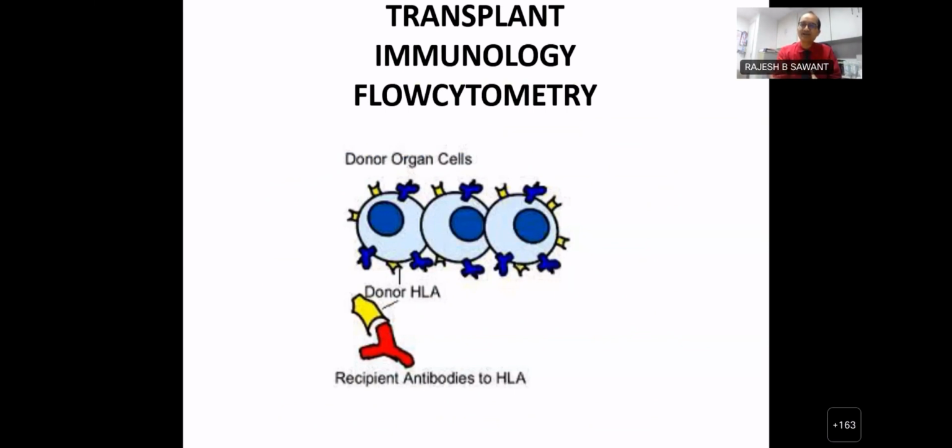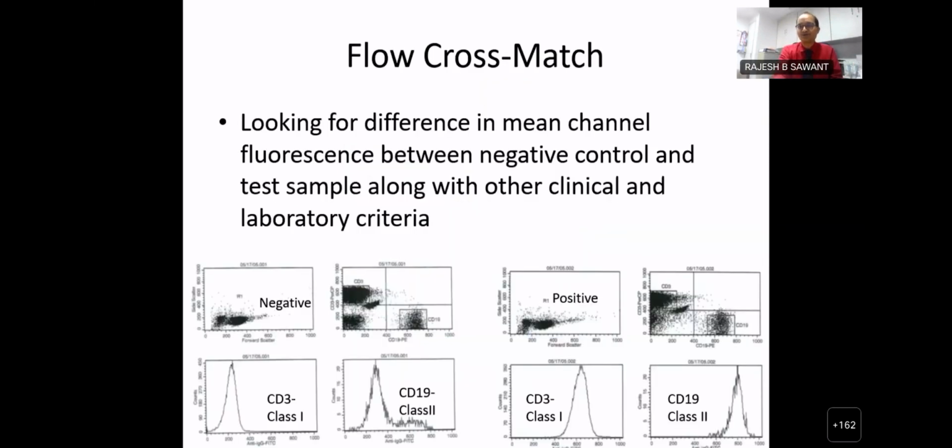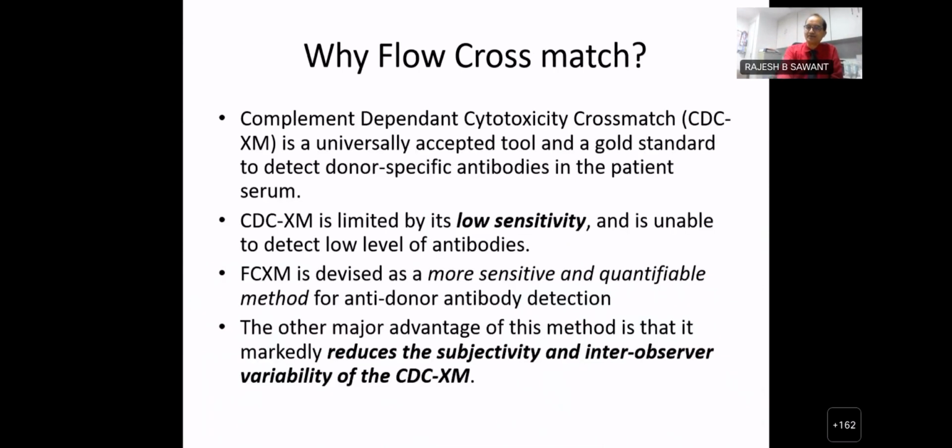Basically, again here what we are looking at is a reaction which is detected or quantitated using the flow cytometry principle. This reaction is between the recipient antibodies and the donor cells, right? I would not go into the details, but here what we look at is the difference in the mean channel fluorescence between your negative control and the test sample, along with the other clinical and laboratory criteria that you get as a part of the history and the patient case, right? So here we look at the MCS or the mean channel shift. That is the terminology that is used for understanding the results. Like there we had the MFI values, here we look at the mean channel shift values, right?